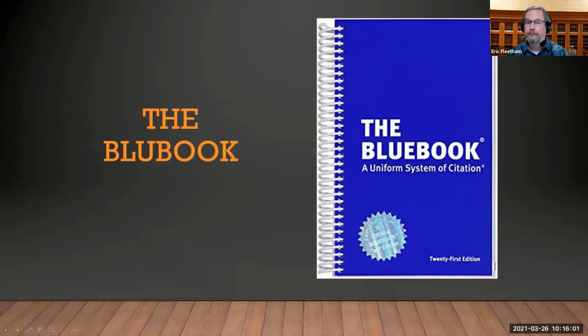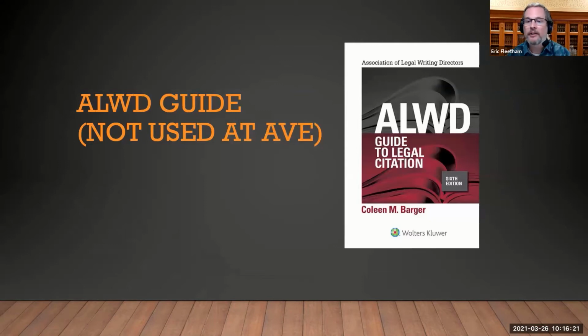First, you should know that the format for legal citation comes from a book called the Blue Book. The Blue Book is the number one citation format used in the American legal system. There is an alternative citation format known as ALWD, the Allwood Guide, so you may see this from time to time. Just so you know, the Allwood Guide is not used here at AVE. We only use the Blue Book because the Blue Book is the top source for citation format in the American legal system.